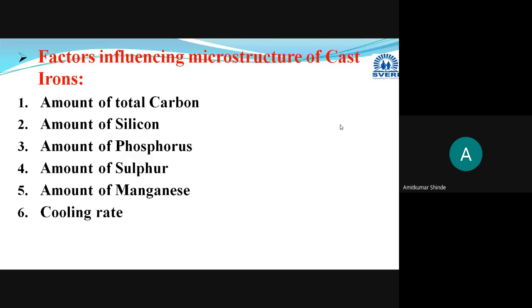Okay, please, you can note down these points, these factors influencing the microstructure of the cast irons. Please note down this. I will wait for 1 minute.